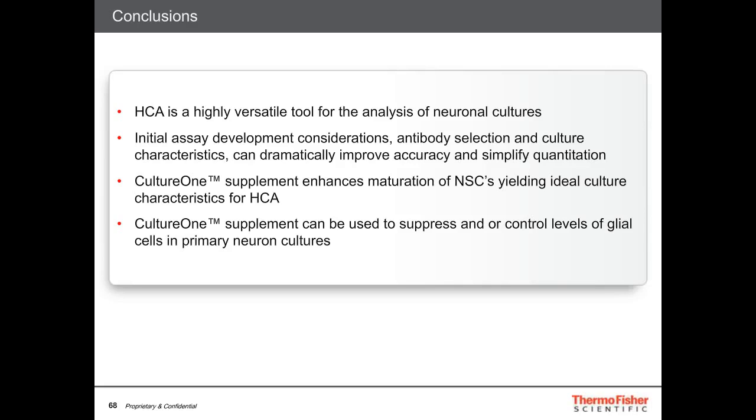Our next question is for Dr. Radio. What range of Z values are typical for HCA morphology measurements? Typically, you see between 0.3 and 0.4 Z prime values, and that is relative to the complexity of just the neurite outgrowth biology that occurs in the cells.